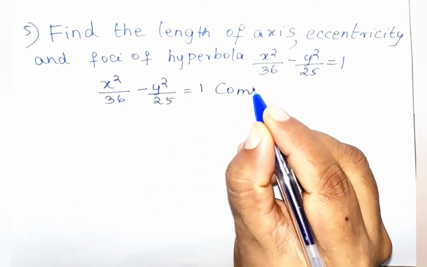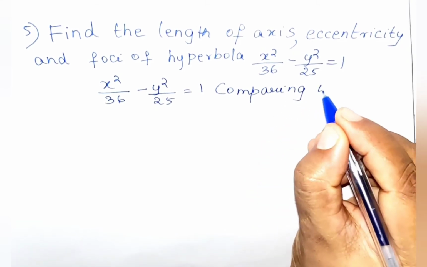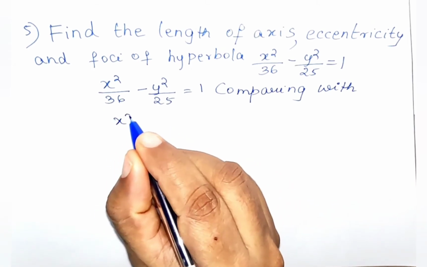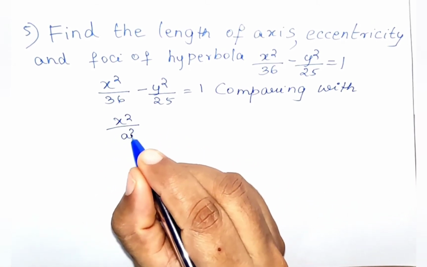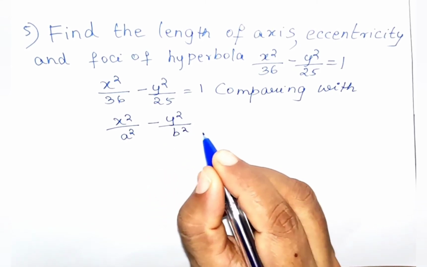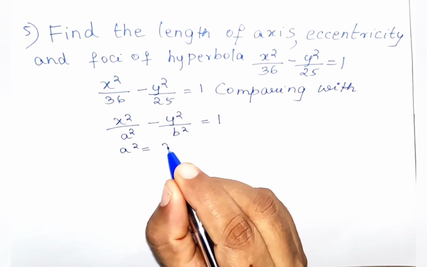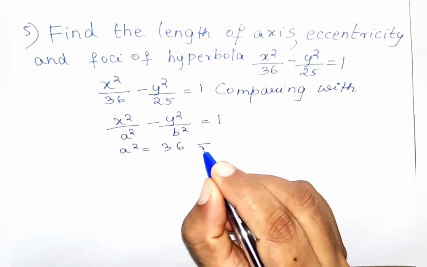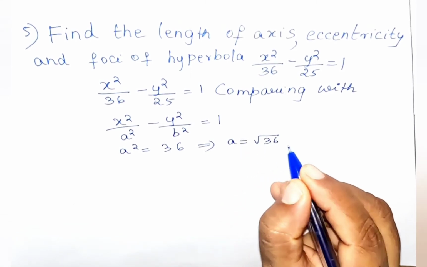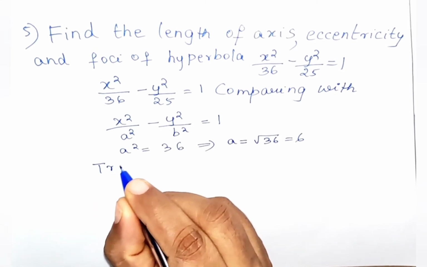Now let us compare this to the standard equation of the hyperbola. So we are comparing the given equation with the standard equation of the hyperbola. What do you think is the standard equation of the hyperbola? Yes, the standard equation of the hyperbola is x square by a square minus y square by b square is equal to 1. So comparing, in a square's place we have 36. So a square will become 36. a will be root 36, that is equal to 6. a is 6.